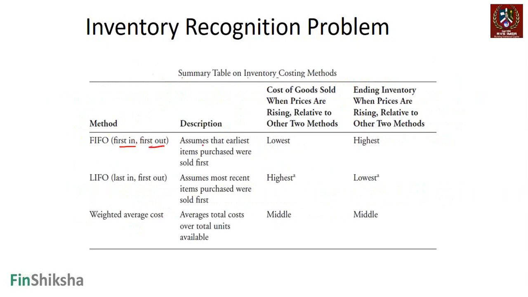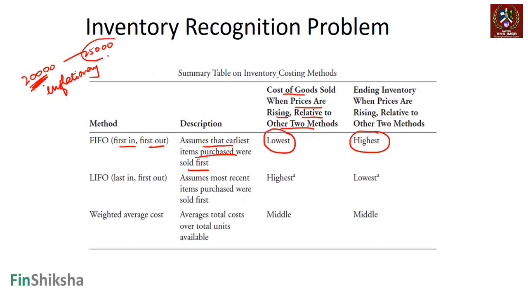And you will realize that in a period where, so let's outline that. FIFO is first in, first out. It assumes that the earliest items purchased were sold first. When prices are rising relative to the two other methods, so in our example, 20,000 was going up to 25,000. So this is prices are rising, or you have an inflationary period, correct? That's when raw material prices are going up. Then cost of goods sold will be lowest under the FIFO method, because if prices are rising, you are using the lowest price for cost of goods sold. Also, ending inventory value when prices are rising will be highest, because you are left with the last inventory when the prices are rising in FIFO.